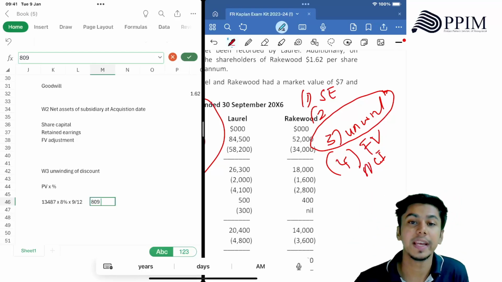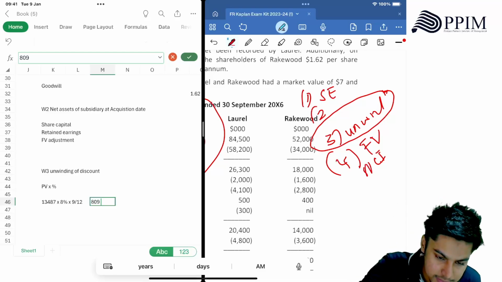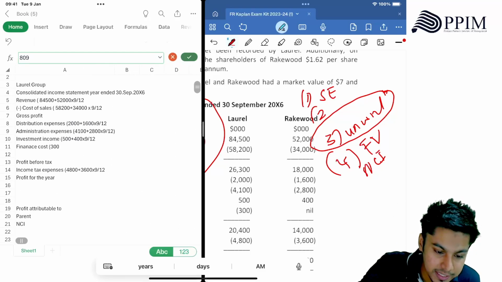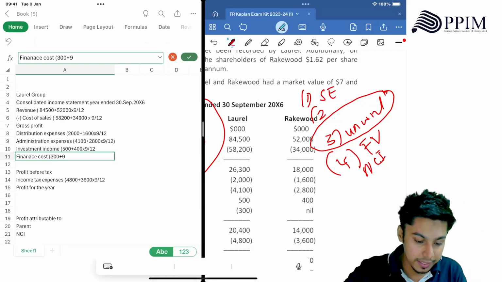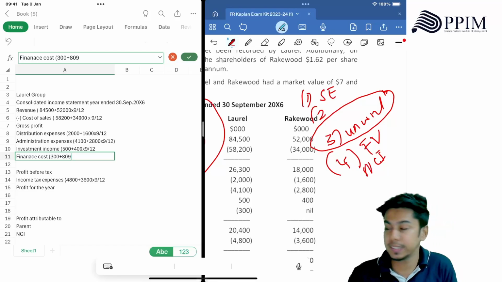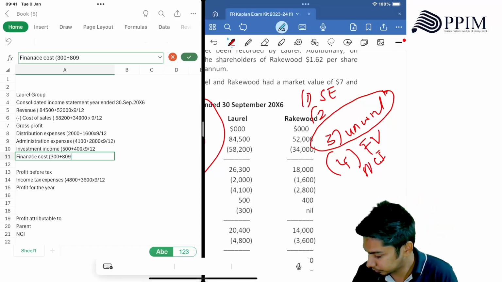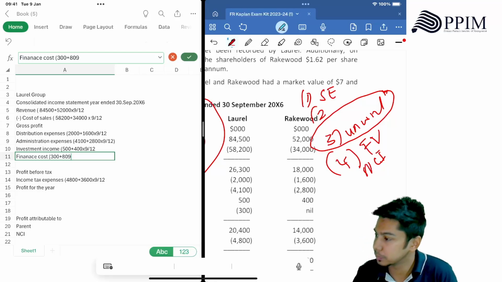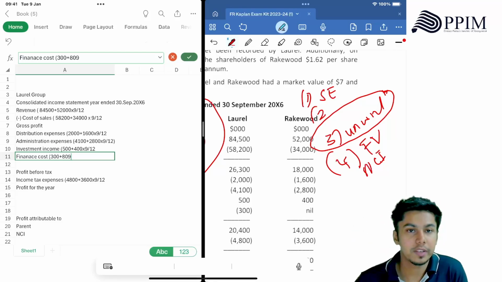Okay, guys, now listen. 809 is what? Unwinding. Unwinding is similar to interest. Because this is similar to interest, can you please go and mark it inside finance cost? Can you guys go and add it over there? Plus 809 inside finance expenses. Please mark that over there. All okay now guys with that part, right?